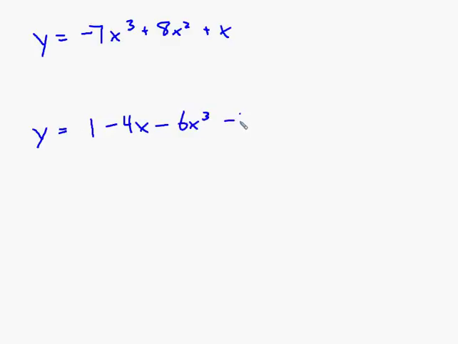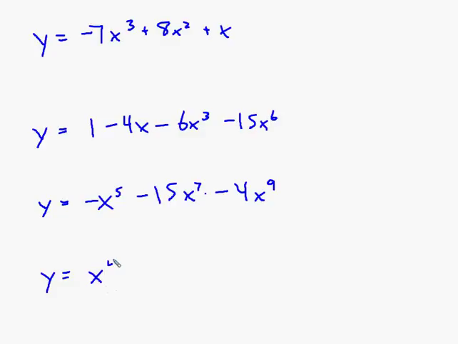Alright. Well, let's do a bunch of examples and see if we can figure out some things. So y equals negative 7x cubed plus 8x squared plus x. And then y equals, let's say, 1 minus 4x minus 6x cubed minus 15x to the 6th. Then y equals negative 5x to the 5th minus 15x to the 7th minus 4x to the 9th. And you see you're getting high powers here. These really are designed so that you can't just graph it, you have to look at the polynomial and know based upon the information I just gave you.